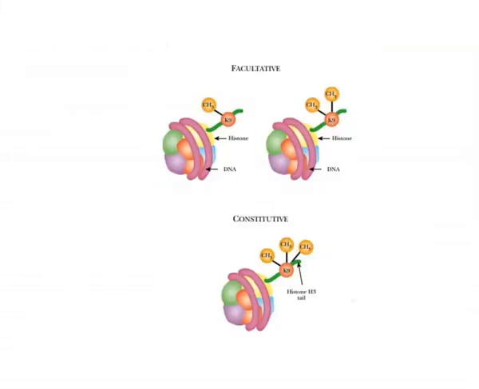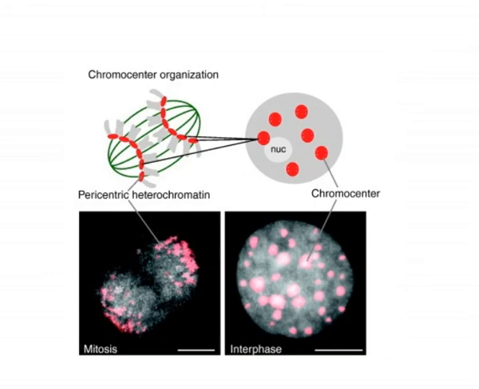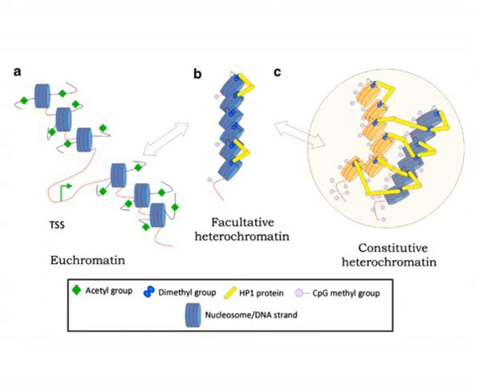The heterochromatin is of two types, that is constitutive and facultative. The constitutive heterochromatin consists of highly repetitive DNA sequences that are highly condensed and transcriptionally less active or not active at all. It is present within the chromocenter. The facultative heterochromatin is a euchromatin converted into heterochromatin.